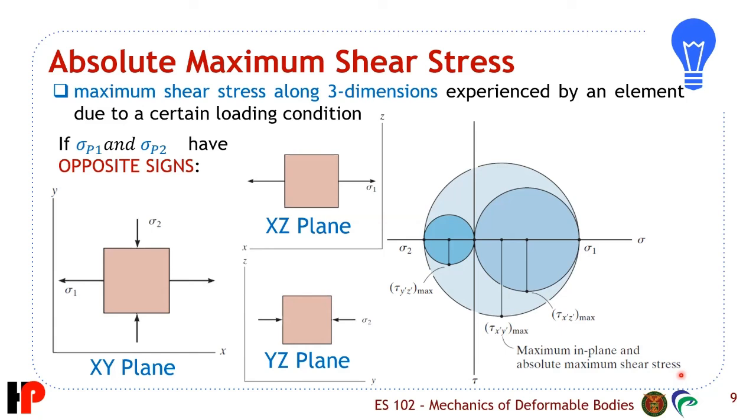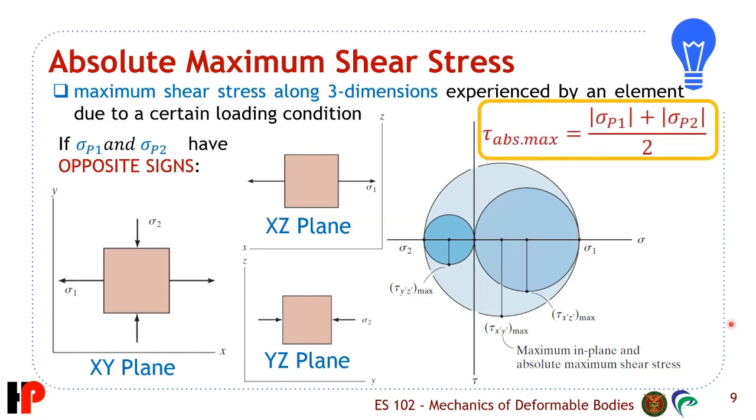Now, lastly, how do we find this distance? For the whole circle, the diameter would be this distance, sigma 2, plus this distance, sigma 1. So to get the distance, we just take the absolute values, and then we divide by 2 because that is the radius. Because this sum would be the diameter. Okay? So that is your tau abs max.